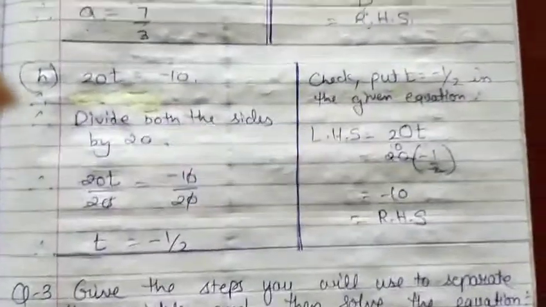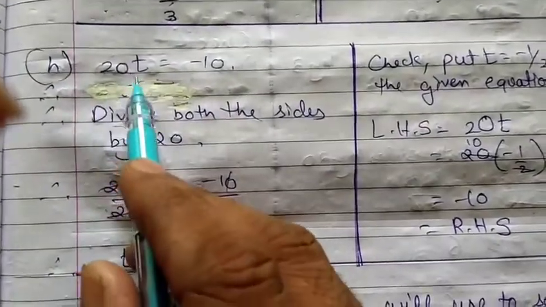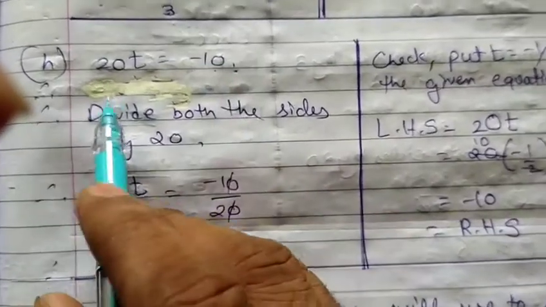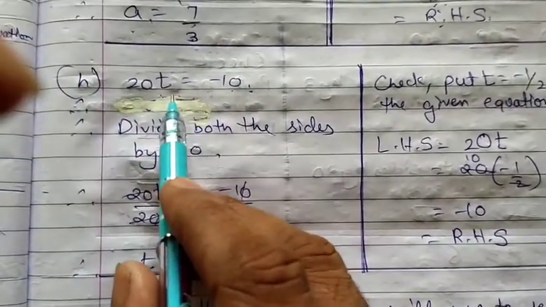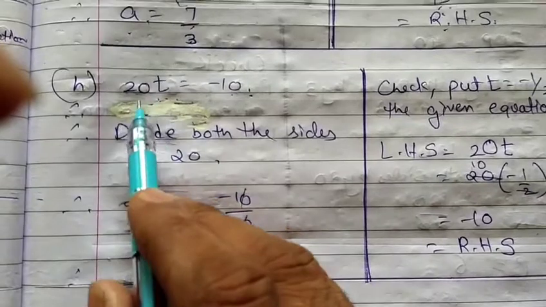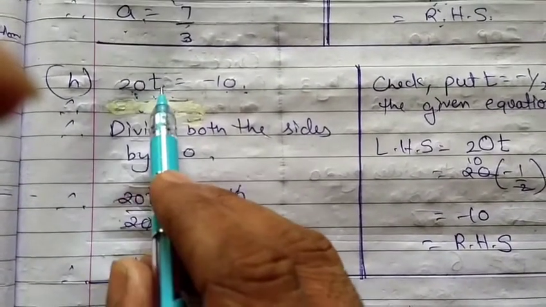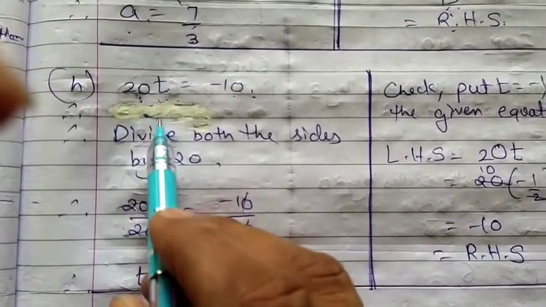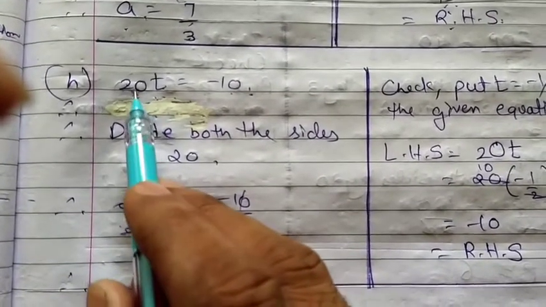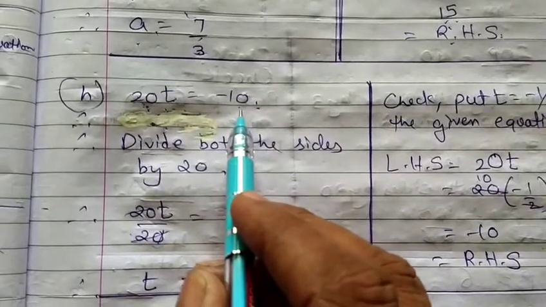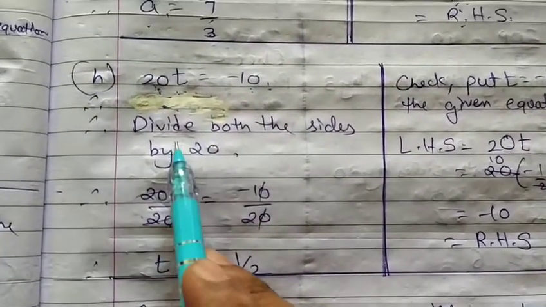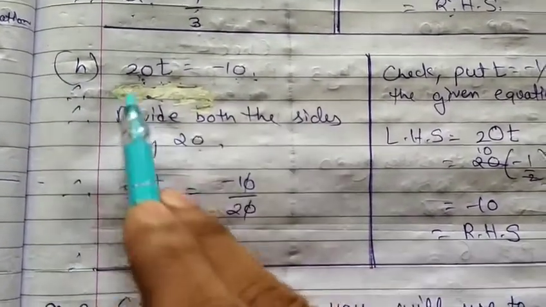Now H. 20 times t equals to minus 10. Now dear student, here it is 20 times t. So it is in multiple form. How to eliminate this 20, means how to cancel this 20? If it is 20t, you have to divide with 20 only. Then only 20 and 20 will get cancelled. Whatever value you are taking toward your left hand side, the same value you have to take toward your right hand side. See here, you have to write divide both the sides by 20. Then only this 20 will get cancelled.